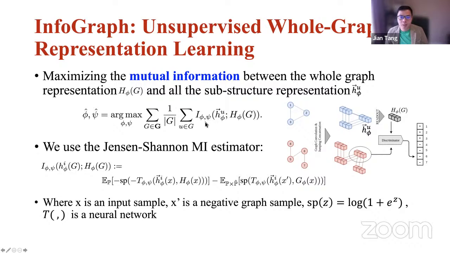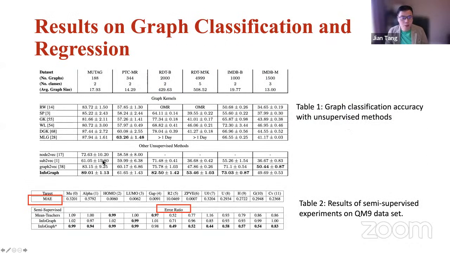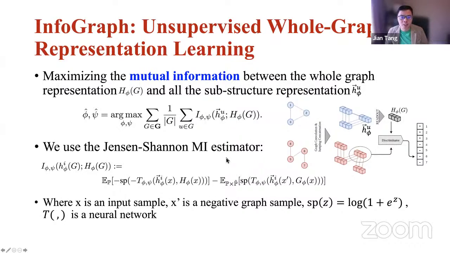And for maximizing the mutual information between the two, we use a Jensen-Shannon mutual information estimator. It looks very complicated, but it's actually very related to some recent, very popular contrastive learning techniques. So let me give you an example.